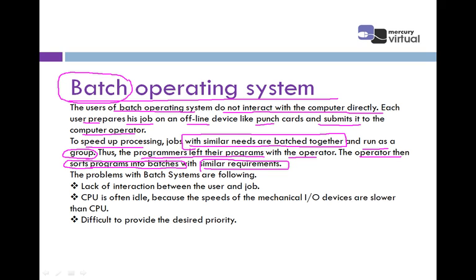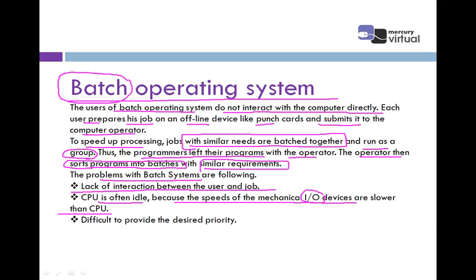The problems, meaning the limitations available in the batch system, are the following. First one is lack of interaction between the user and the job. Meaning there is no interaction between the user and the task which is currently in the executing process. There is a lack of interaction. The CPU is often idle because the speeds of the mechanical input-output devices, IO meaning input-output devices, are slower than the CPU. Sometimes the CPU cannot get the device management properly, so the CPU gets idle.